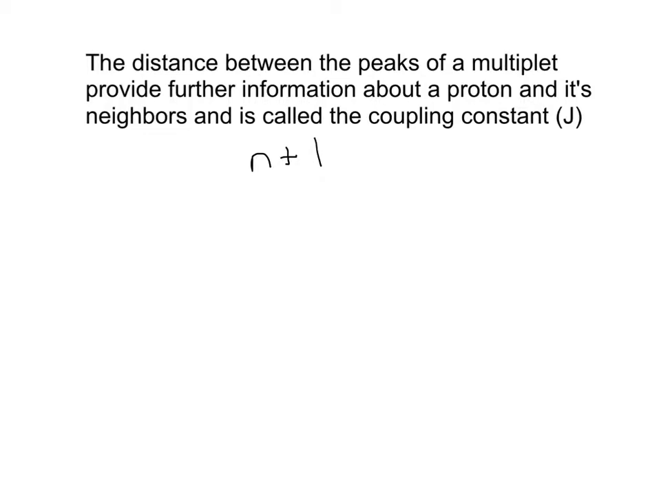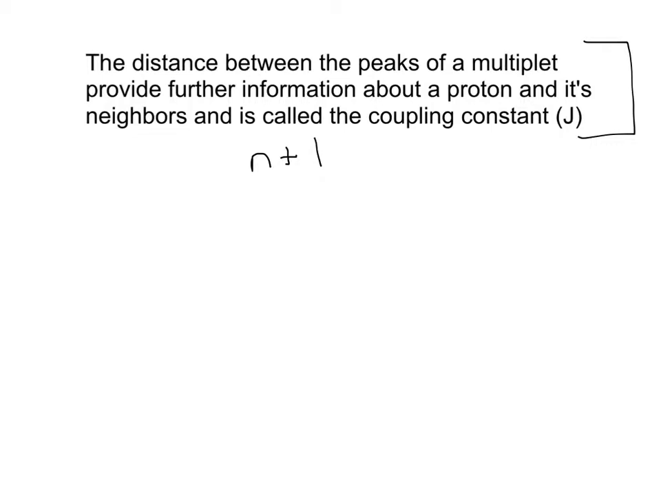So what we can do, though, is extend this out a bit. For the distance between those peaks, for example in a doublet or a triplet, we can determine that distance and from that information pull out even more. And that is what we're going to be talking about for a good chunk of today's lecture: the distance between the peaks of a multiplet provides further information about a proton and its neighbors, and it's referred to as the coupling constant, often given the abbreviation J.